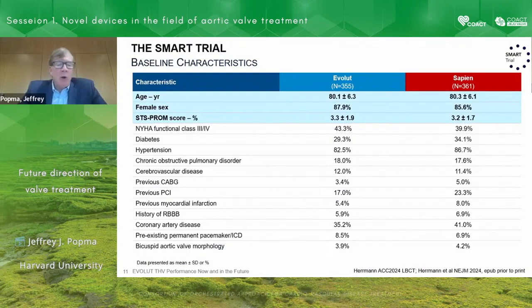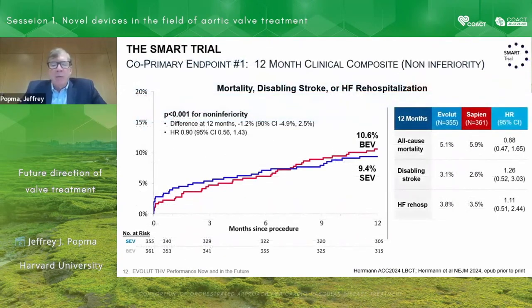First of all, we had a very strong and rapid recruitment. We had an average age of 80 years. We had an STS risk score of 3.3. But the cumulative event curve is really important to examine for our first endpoint, which was the non-inferiority endpoint of mortality, disabling stroke, or heart failure hospitalization. And we found that we were non-inferior. In fact, the cumulative event curves were higher for the balloon expandable SAPIEN valve, 10.6%, compared to the self-expanding 9.4%. Not statistically different, but numerically certainly in the right direction for Evolut.